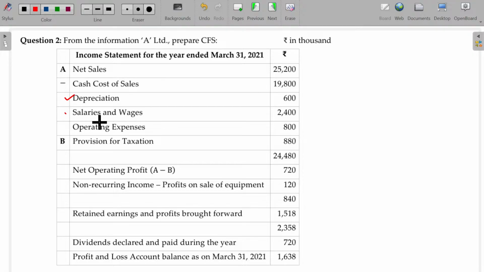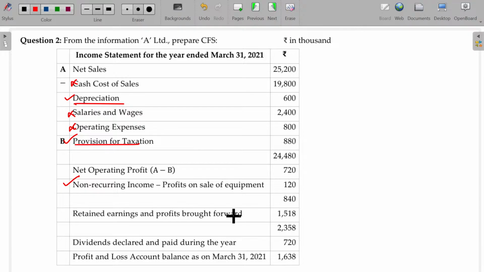Salaries and wages, never bother about that. Operating expenses, never bother about that. Provision for depreciation, taxation. Provision for taxation in the P&L account is usually creation of provision, not actual payment. Actual payment may be different. So it's also a non-cash item. And non-recurring income, profit on sale of equipment, relates to your investing activities, not here. So it's not an operating activity.